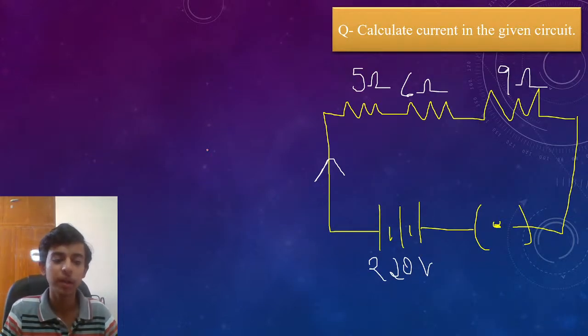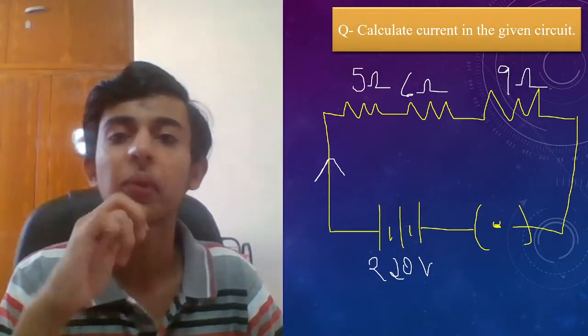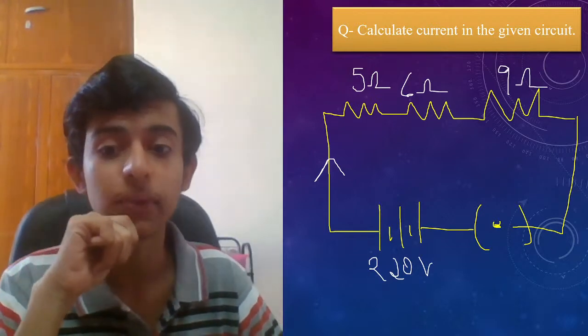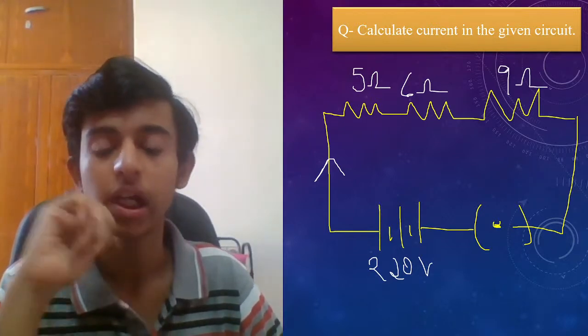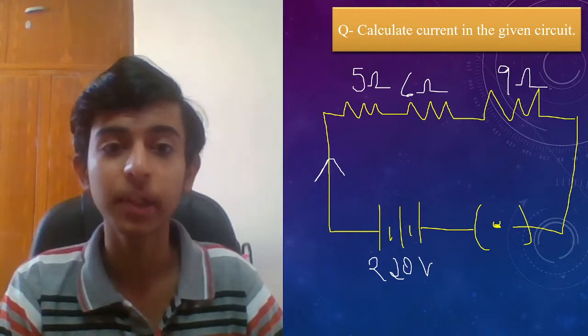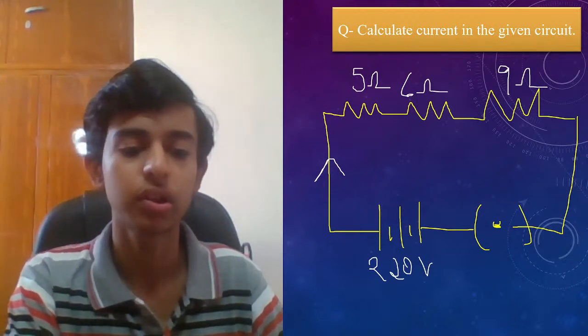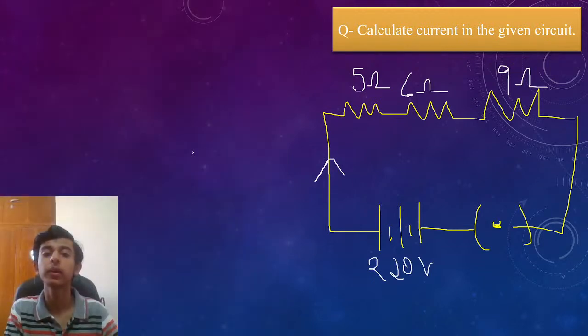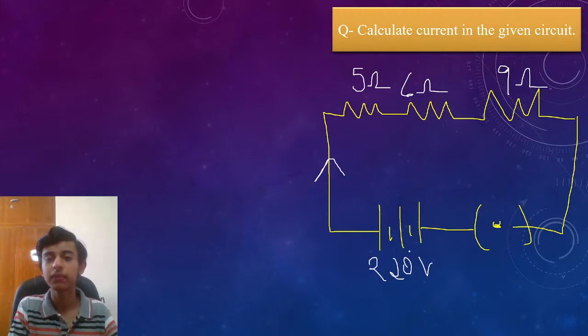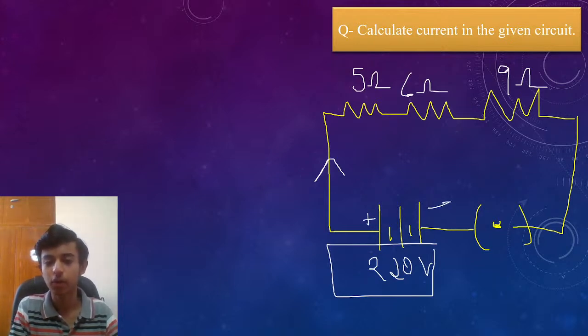Now let's solve a question related to it. The question says calculate current in the given circuit. So this is your circuit and you are asked to calculate the current. Now focus over here. You know whatever is given to you. What is given to you? See, your potential difference, positive, negative. I forgot to add that.